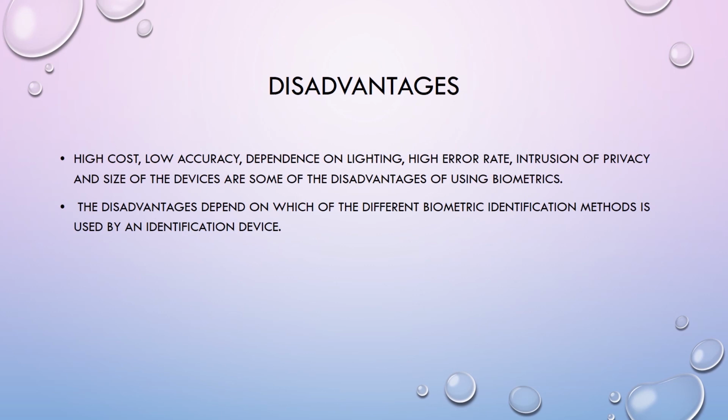Disadvantages of biometrics. High cost, low accuracy, dependence on lighting, high error rate, intrusion of privacy and size of the devices are some of the disadvantages of using biometrics. The disadvantages depend on which of the different biometric identification methods is used by an identification device.